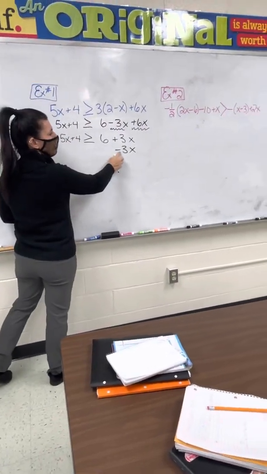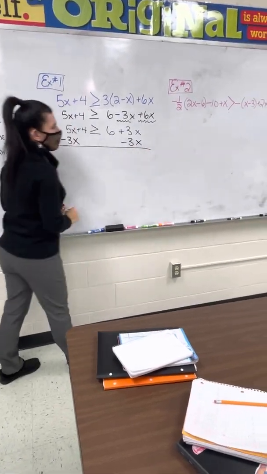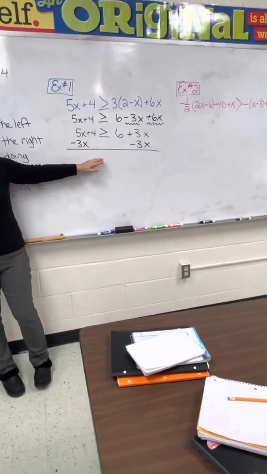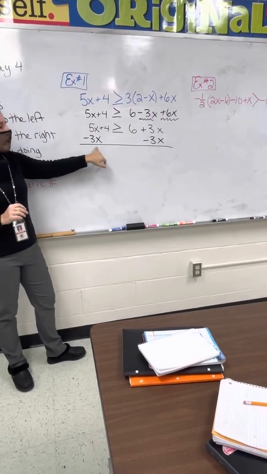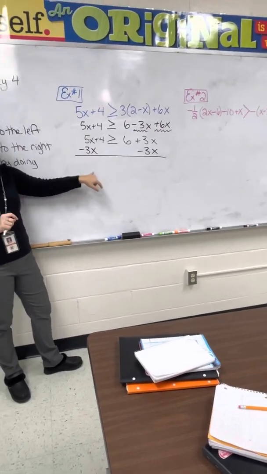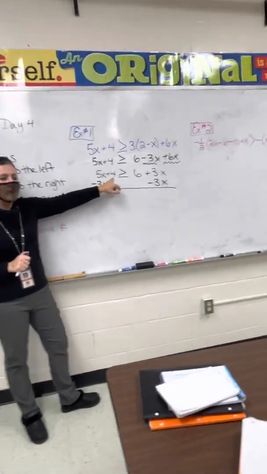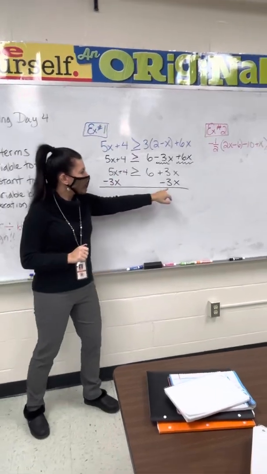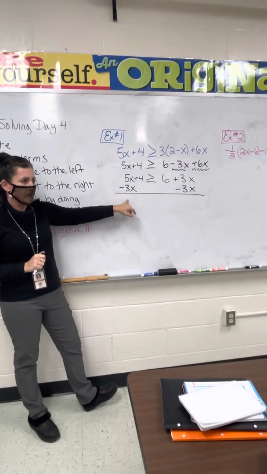Whatever I do on one side, I have to do exactly the same thing on the other. Here's where there's a common mistake. Notice where I'm putting that 3x, guys. I'm not just putting it anywhere. I put it under the 5x because that's where it can be combined. That minus 3x cannot be combined with 4 because they do not have the same terms. So notice where I put them. That's important. That's going to keep you organized, and it's going to keep you from making mistakes.